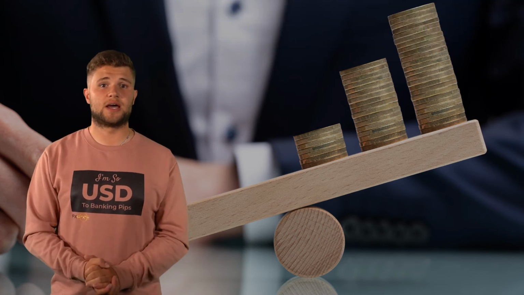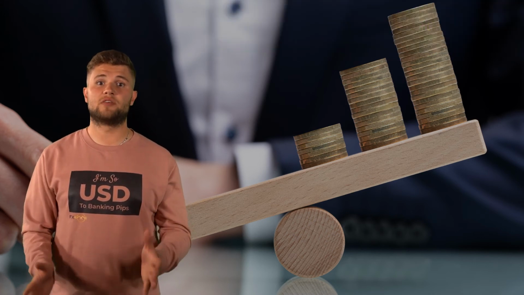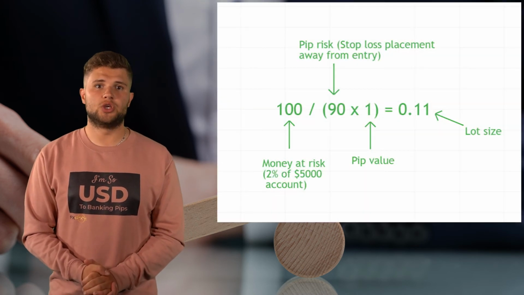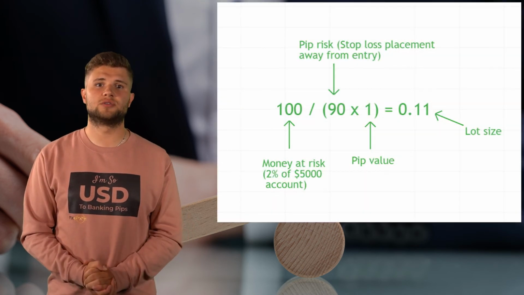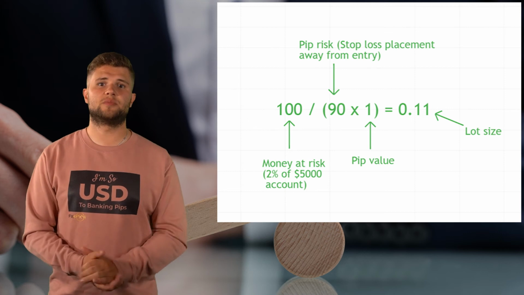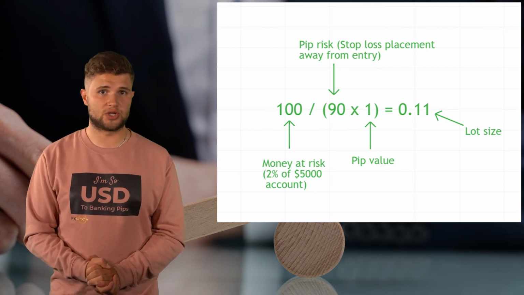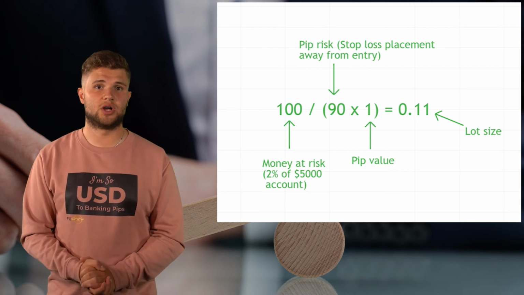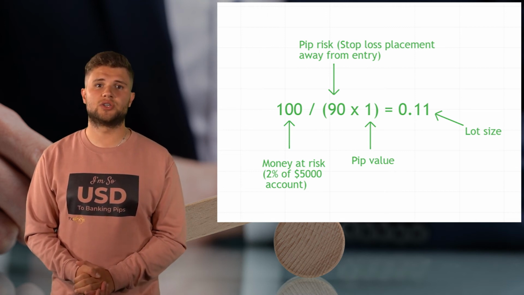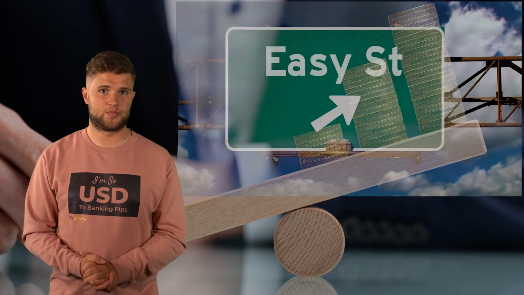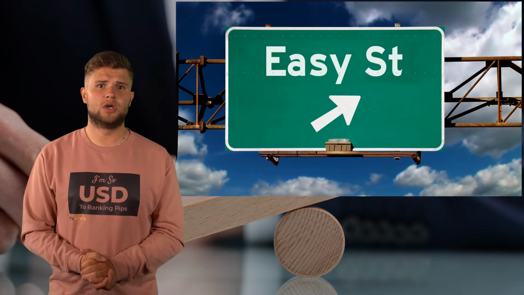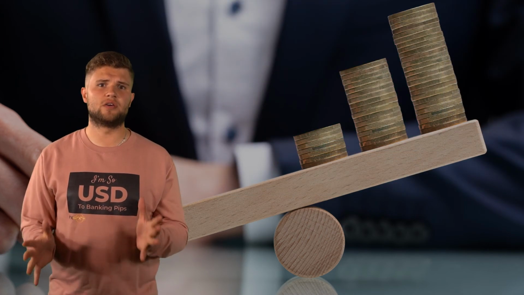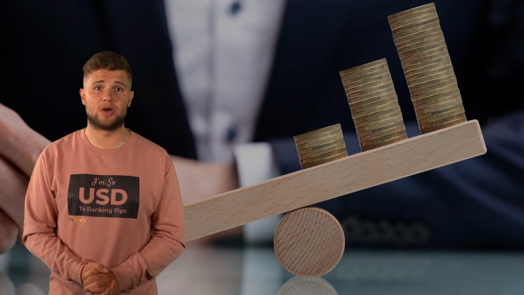Let's look at an example. Let's say you have a $5,000 account. You risk 2% of 5,000, which is 100, divided by 90 pips, which is your pip risk, multiplied by pip value, which in this example is $1, and that gives you a lot size of 0.11. Easy, right? Well, easy, but annoying if you really need to work all this out each time you want to place a trade.